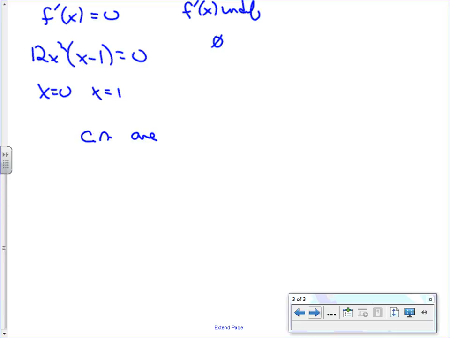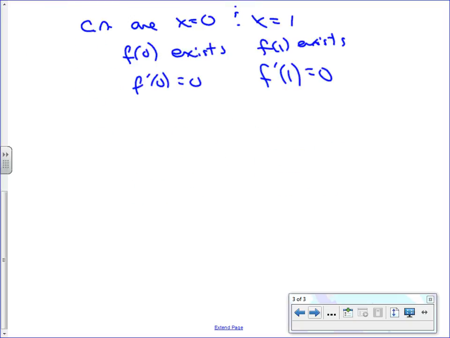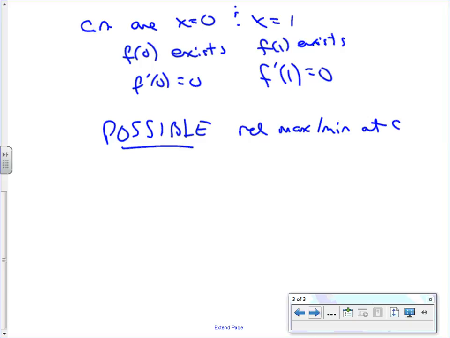Critical numbers are x equals 0, x equals 1, because f of 0 exists, f of 1 exists, they're in the domain, and f prime of 0 equals 0, and f prime of 1 equals 0. So they are critical numbers. So all you have to do is find the critical numbers. This means that it is possible, not guaranteed, but possible, that there is a relative max or min at these 2 values.